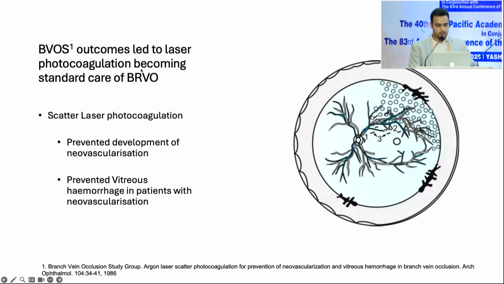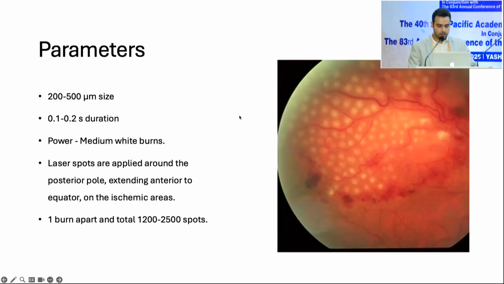So in the DRS outcomes also, they found that scatter laser photocoagulation prevented the development of neovascularization and also vitreous hemorrhage in cases where there was neovascularization already. So what are the parameters that we usually use? They are usually around 200 to 500 micron size. A 0.1 to 0.2 second duration is usually given, and medium white burns are given. This will be covered later on also.